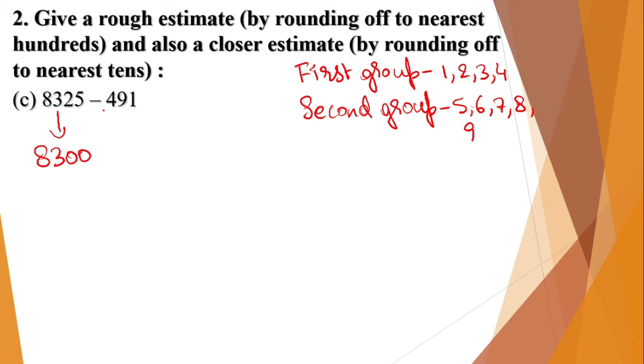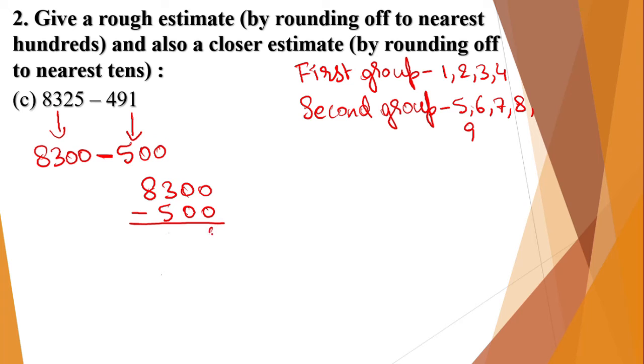Now the operation which we have here is subtract. So subtraction sign. And now here we have 491 as our next number. Now here we should circle 4 because it's in hundreds place, and circle 9 because it's next to 4. And you can see 9 is in the second group. So if the number is in second group, we will add 1 to the first circled digit, which is 4. So 4 plus 1 is 5, and 9 and 1 will become 0. So 491 rounded off to nearest hundreds will give us 500. Now the operation is subtract, so we will subtract the numbers. So 8,300 minus 500.